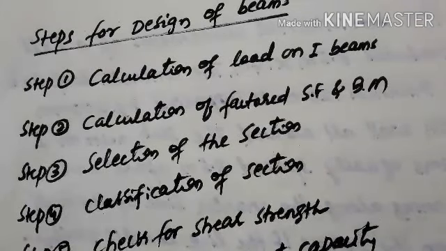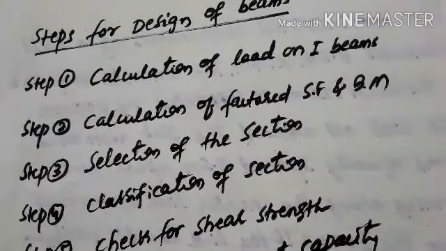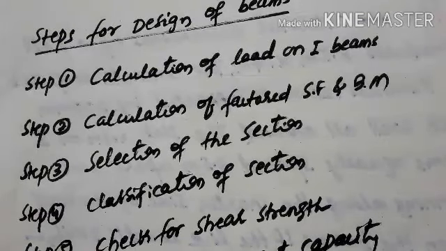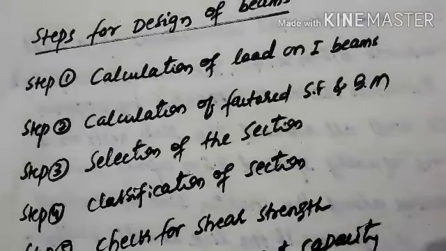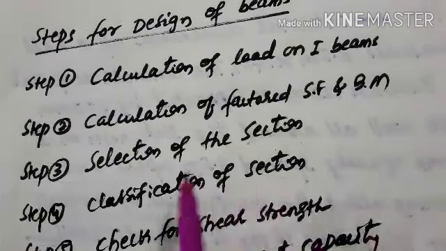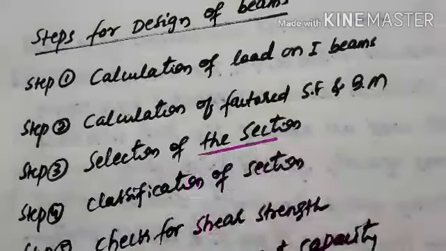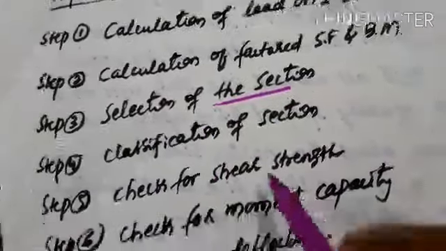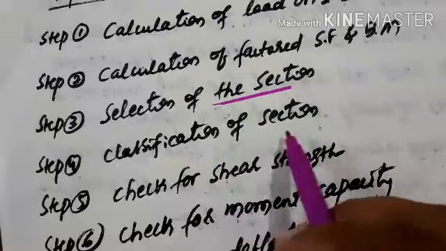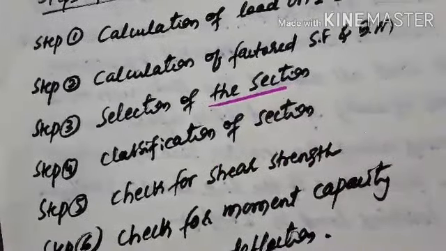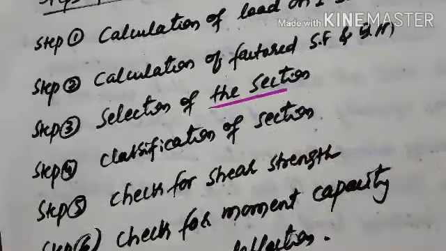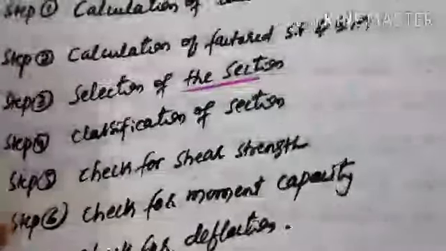And the third, after calculating shear force and bending moment, before the calculation of the design shear strength, you have to do the selection of section. That is step number 3. You have to choose the section. Then after choosing the section, you have to do the classification of the section. Then next, check for the shear strength. Then check for the moment capacity, and check for the deflection.